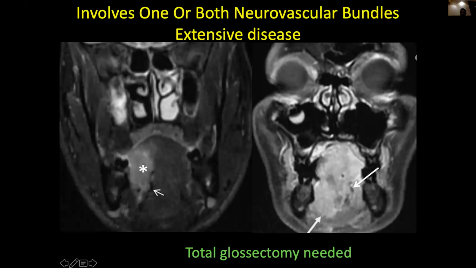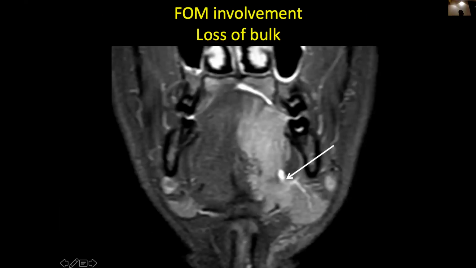You have ipsilateral neurovascular bundle involvement, which is best seen and evaluated on the coronal images. As I said, you cannot appreciate the nerve, but you can appreciate the vasculature. So the lingual artery flow void is read on the images, and any disease abutting the lingual artery is an indirect sign for neurovascular bundle involvement. You may have a bilateral neurovascular bundle involvement where you will need total glossectomy.